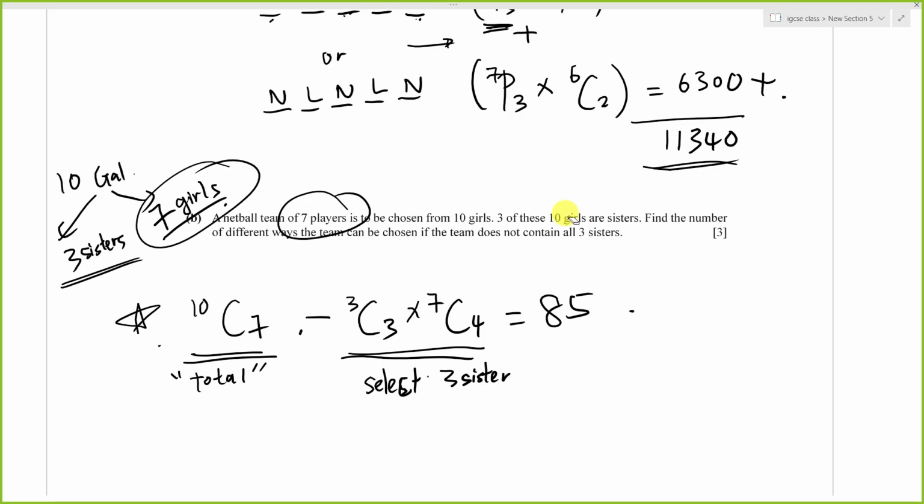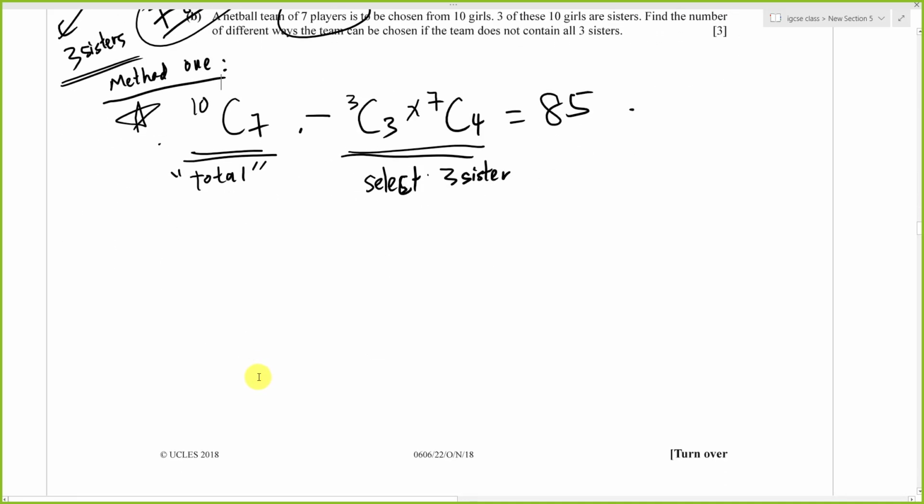Okay? If you can understand method 1, I will be very happy. If you cannot understand this and you think in the exam you might not figure out you need to do it like this, then you can do a slightly longer way, because they say the team does not contain all the 3 sisters, right? So you have to start to do 0 sister, 1 sister, 2 sisters. Just make sure I don't have all 3 sisters, right?